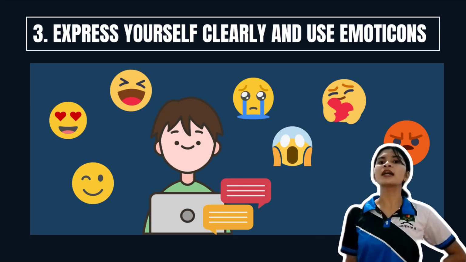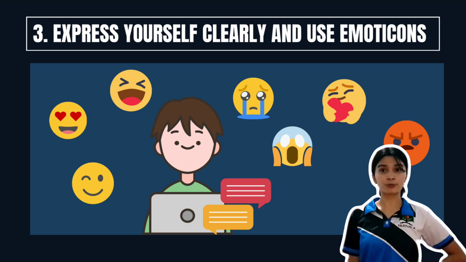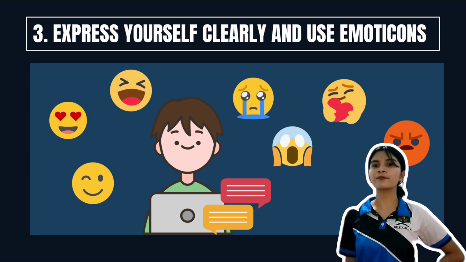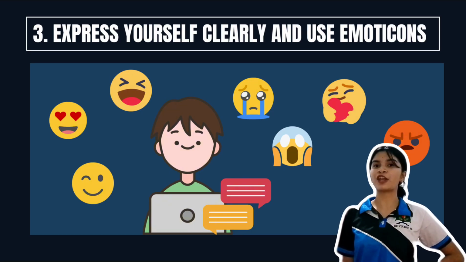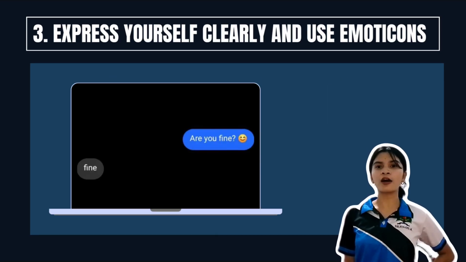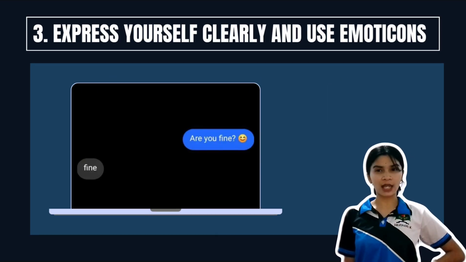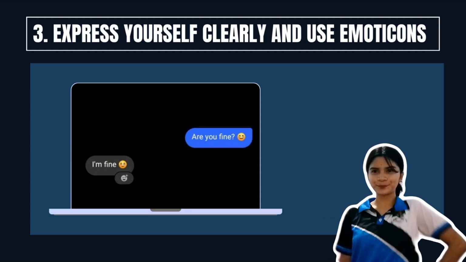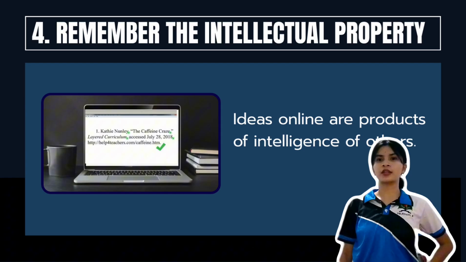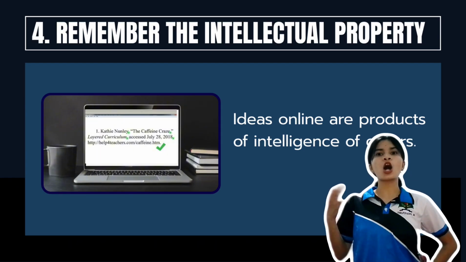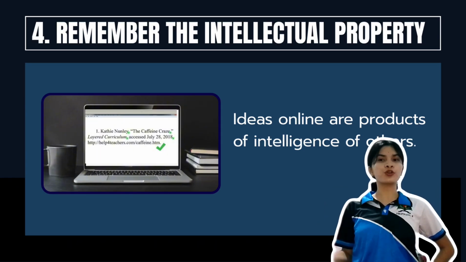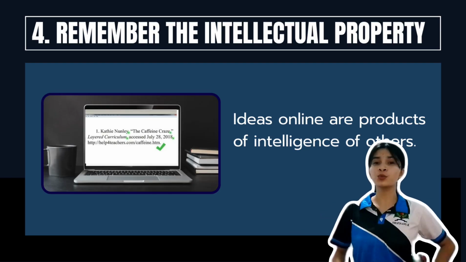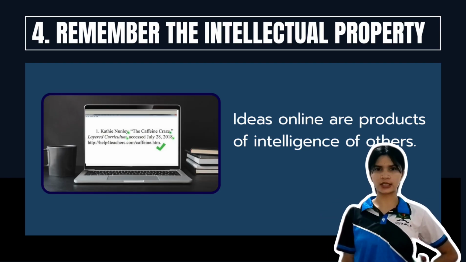The third one: since people cannot see your facial expressions, use clear language and emoticons to help show your feelings and avoid misunderstandings. Instead of typing "fine," which may sound angry, you can say "I'm fine" to show you are okay. Next, remember intellectual property. Always give acknowledgement to the original authors when using their ideas or work, because copying without permission is considered stealing.